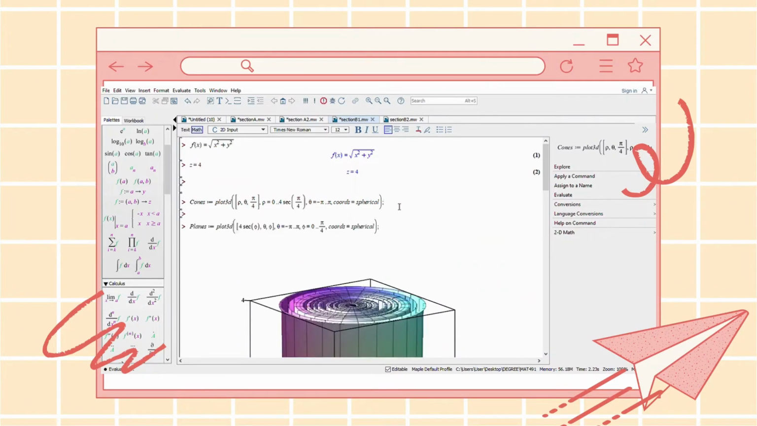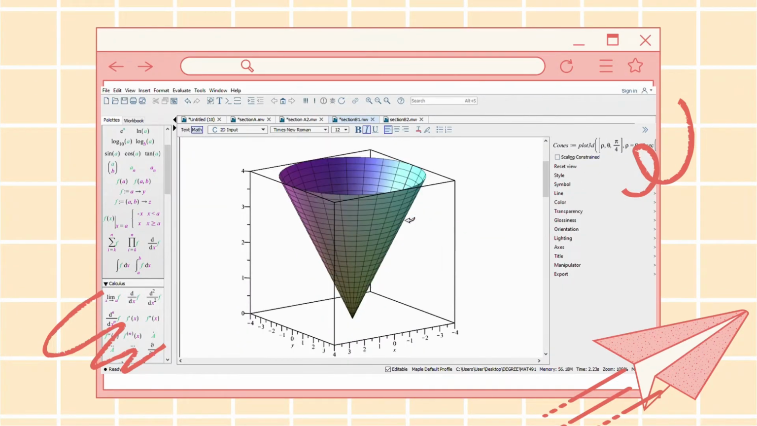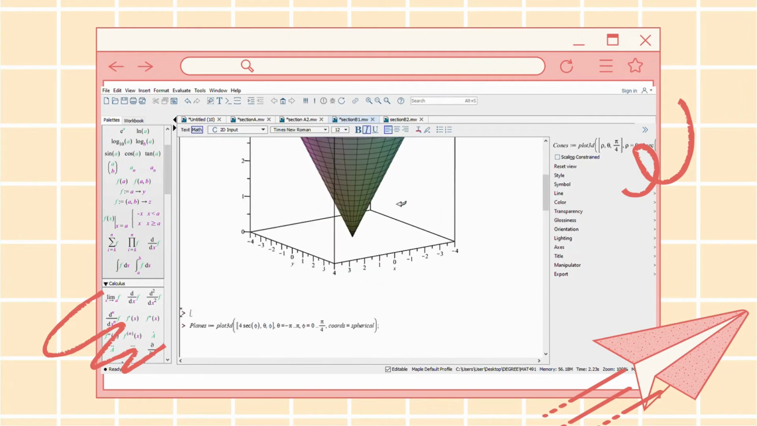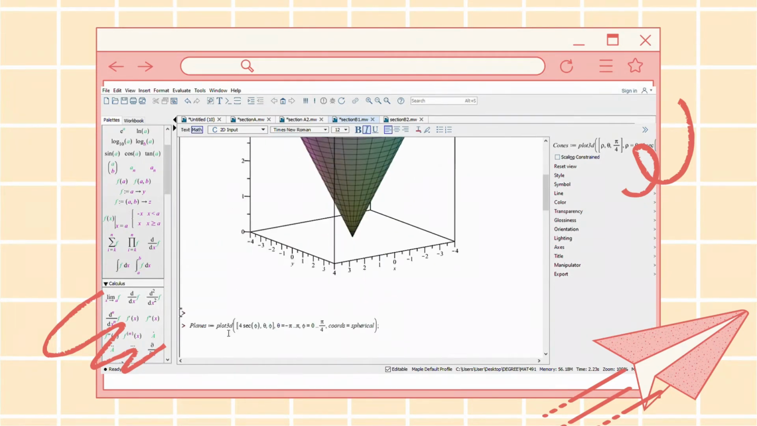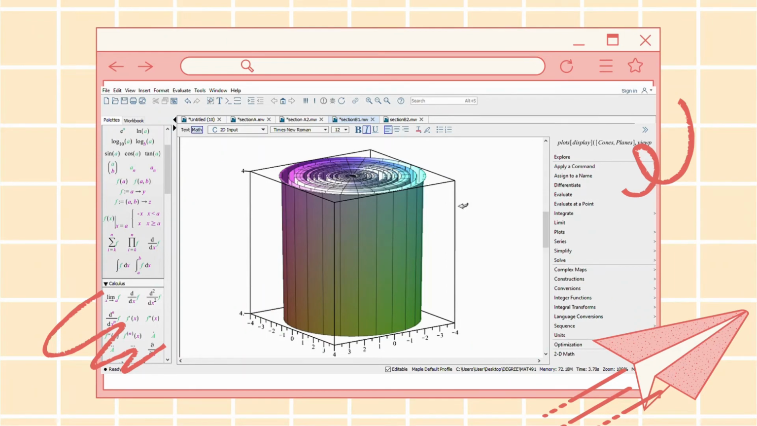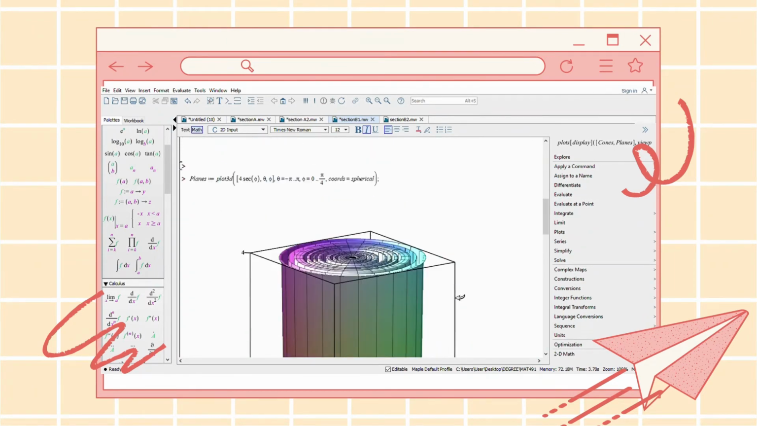Now enter. This is the cone surface. Next, for the plane, using the same plot 3D, for secant phi theta, theta equals -pi until pi, phi equals 0 until pi over 4, and the coordinates are also spherical. Now let's see how it turns out. So this is the plane.